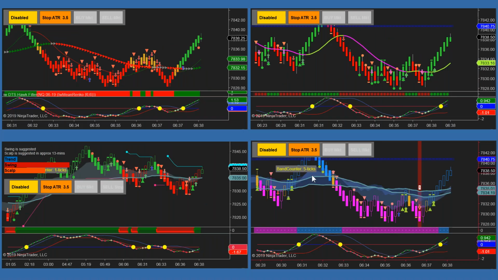Let's see now if we get a with trend signal. You can see here now the proper number one signal developing on the Raptor. And here come the buyers pushing back.